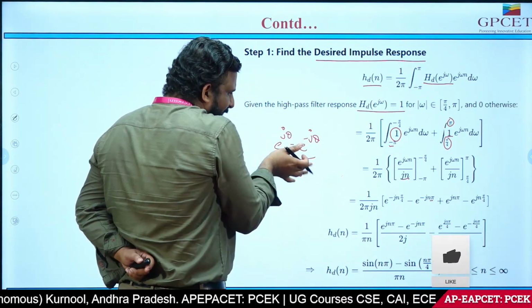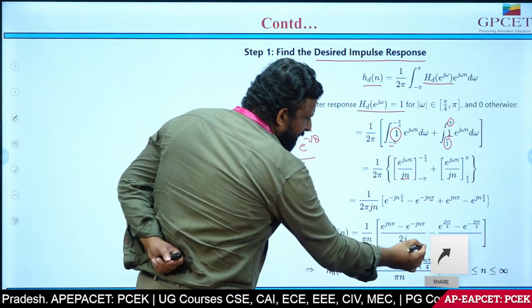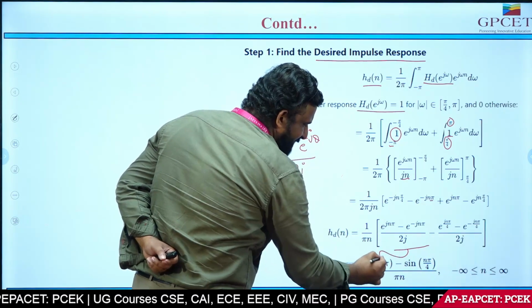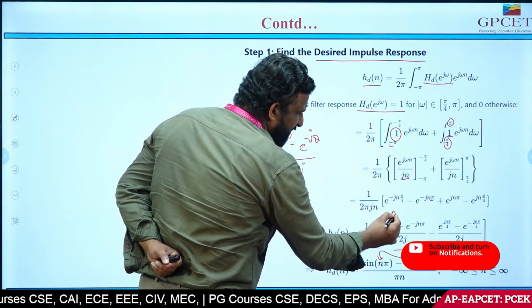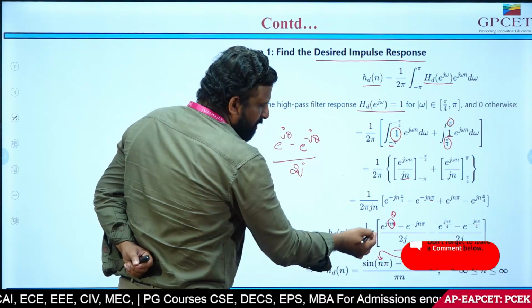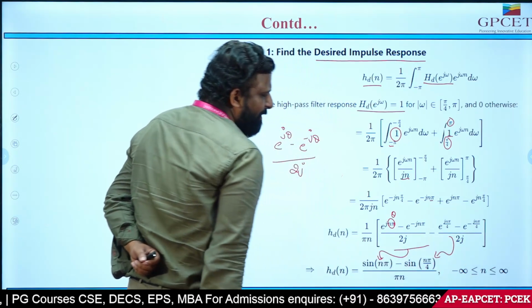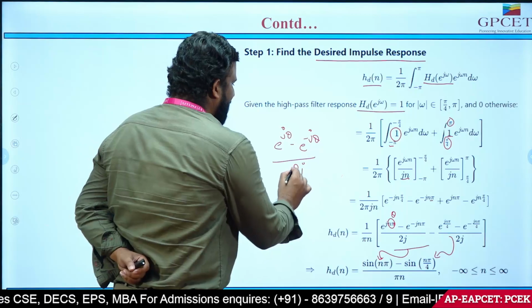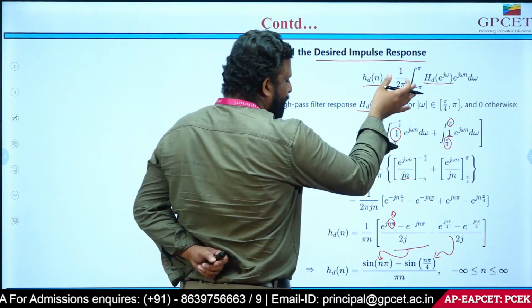Okay, so I rearranged that particular equation in this form, so that I can write this equation as sin nπ. Why? Because what is the value of theta here? Theta is nothing but nπ, so sin theta over theta. Similarly, for the second condition, it will be sin(nπ/4) over theta. So overall, I formed this desired impulse response.